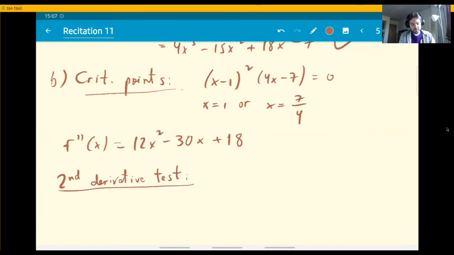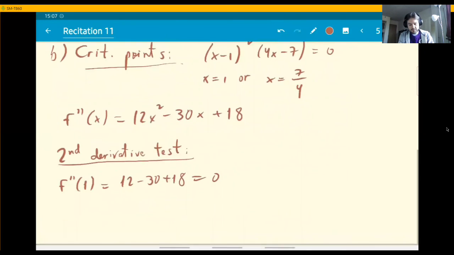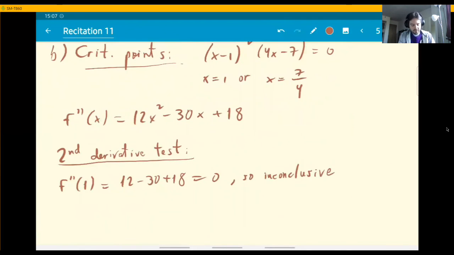You need to take each one of the critical points, 1 and 7 over 4, and apply the second derivative to them. What do you get at the number 1? 12 minus 30 plus 18. I'm looking up here. Well, that's a 0. So inconclusive test. This test, unfortunately, doesn't tell you anything about the number 1.